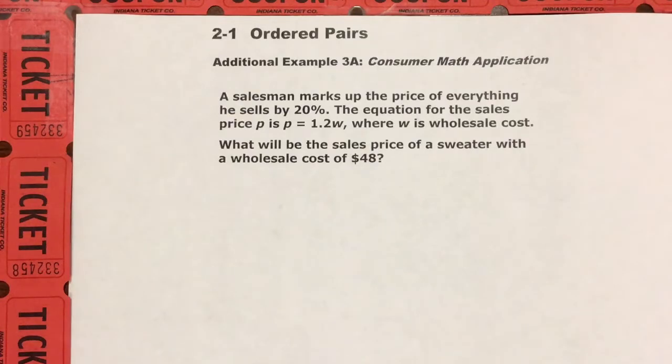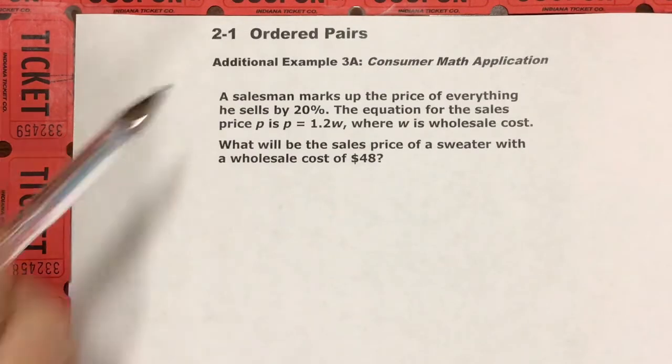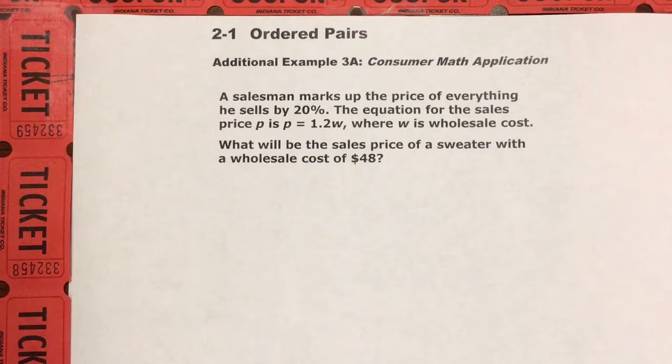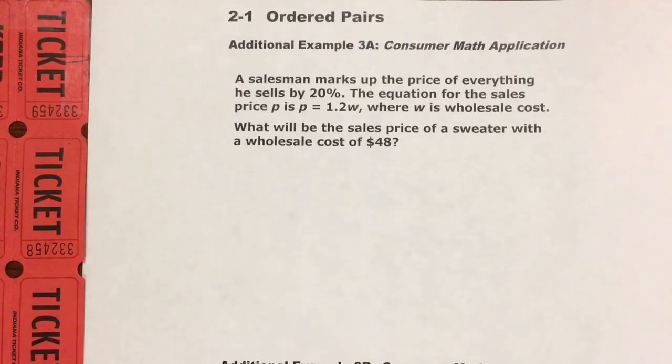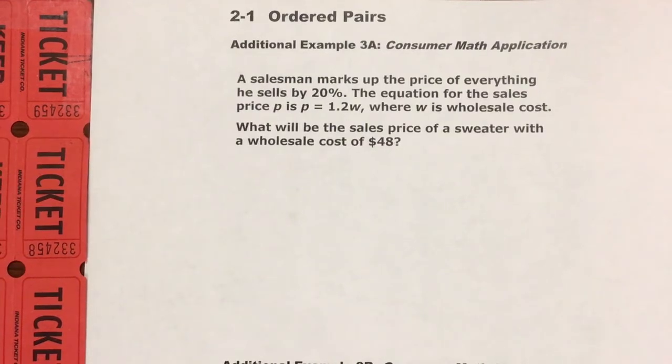Hey everyone, we are back and we are going to talk about example 3A, a consumer math application in chapter 2, lesson 1. It says that a salesman marks up the price of everything he sells by 20%. The equation for the sale price P is P equals 1.2 W, where W is the wholesale cost. What would be the sales price of a sweater with a wholesale cost of $48?